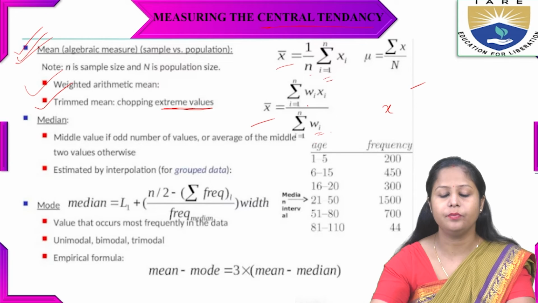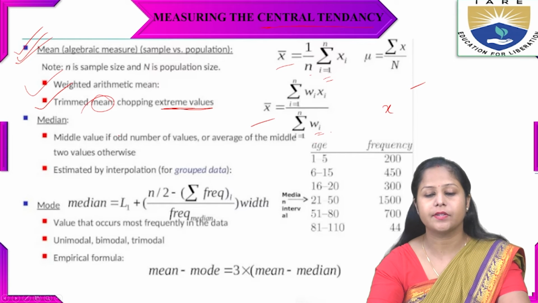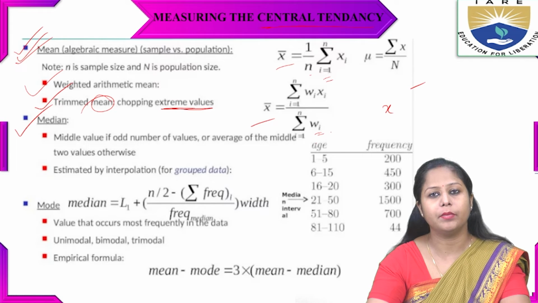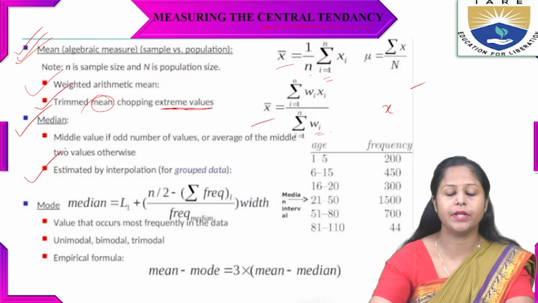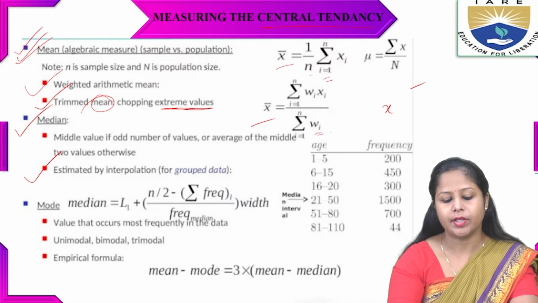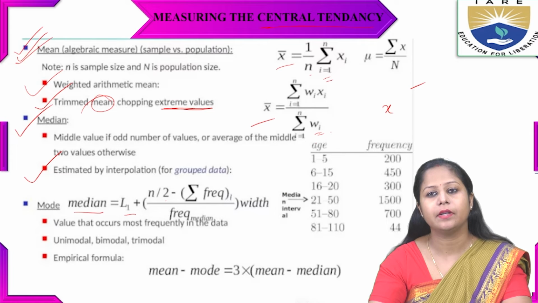So that is the calculation to check the mean of the extreme value. What is median? The median value, if there is an odd number of values, is the middle value; otherwise it is the average of the middle two values. The average of the middle two values is called the median. That is estimated by interpolation for grouped data. So what is the formula for that? Median is equal to L1 plus (n by 2 minus sigma frequency) upon frequency median, into the whole of the width.